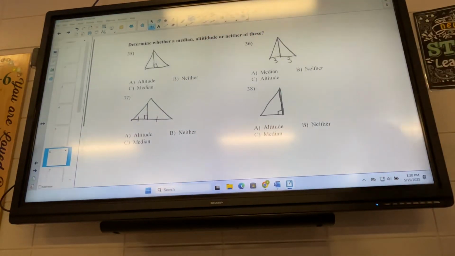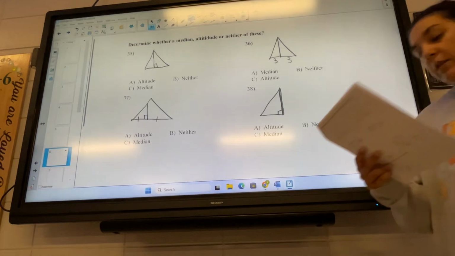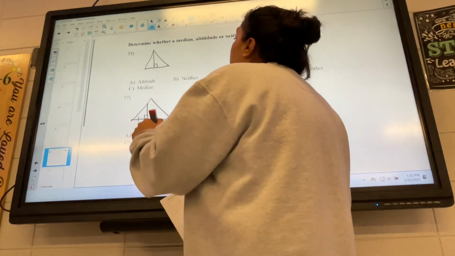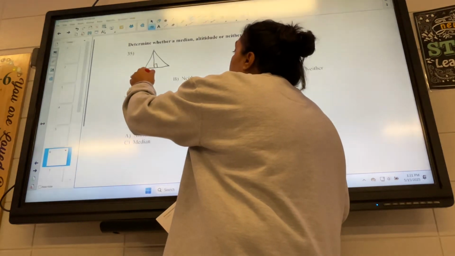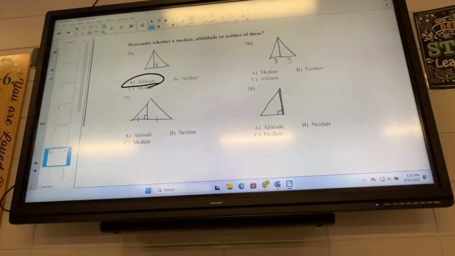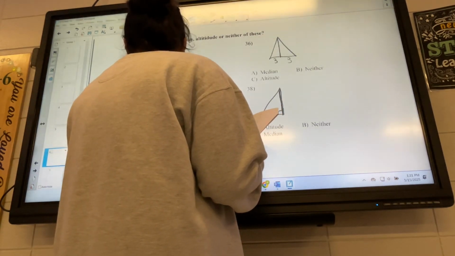Okay, anyways, 33, median, altitude, or 35, median, altitude, or neither? That's neither. It's not going up to the vertex. I mean, it was supposed to be, but it's fine. It's an altitude, but I just can't draw very well. I drew it with my pencil. Oh. 37. It is a neither. Okay, it's got to be going up to the vertex, the corner.